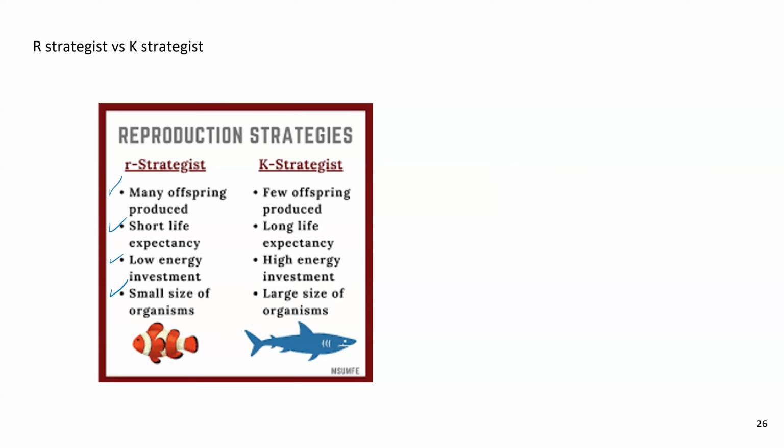As opposed to that, with K strategists, we get very few offspring. So think about elephants or whales. They have one calf or one offspring, or one child, or I don't know what you call a baby elephant. They live a long time. And think about how much time it takes to raise a child, even for people. They say it takes $1 million per child to raise a child in Western society. And again, the larger organisms we see, elephants and whales, are K strategists.